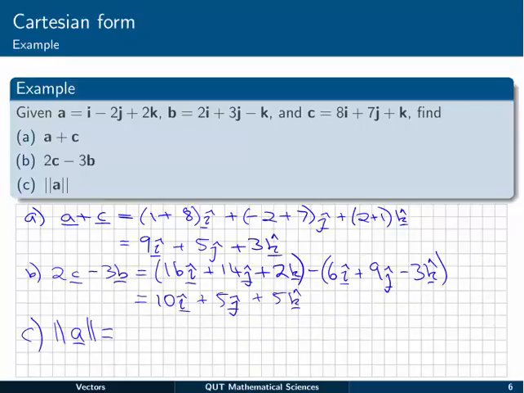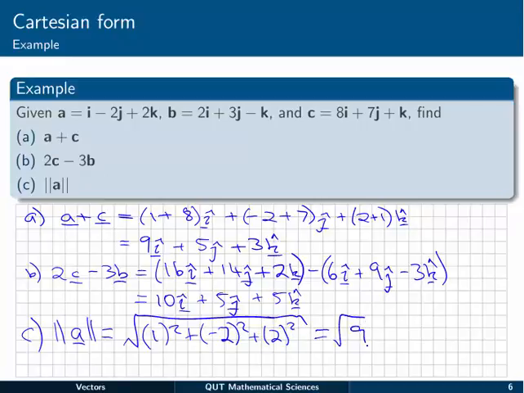Finally, we need to find the magnitude of the a vector. That's just an extension of Pythagoras' theorem to 3 dimensions. So we need the square root of the sum of the squares of each coefficient. The coefficients are 1, minus 2, and 2. So we have 1 squared plus minus 2 squared plus 2 squared. Once we add those up, we take the square root. So 1 squared is 1, minus 2 squared is 4, and 2 squared is 4 again. So we have the square root of 9, which is of course 3. And so we have that the magnitude, or the length of the a vector, is 3.